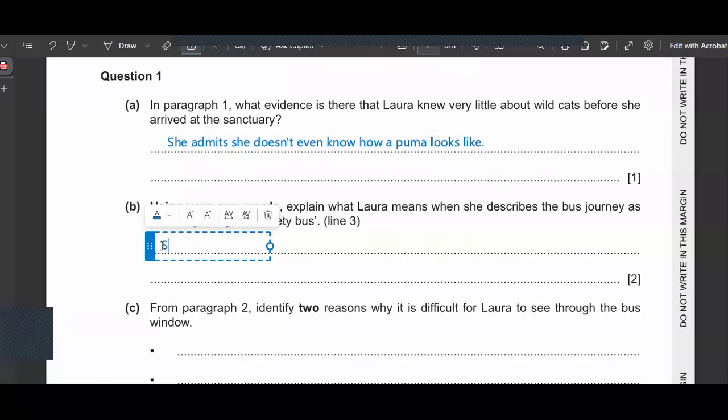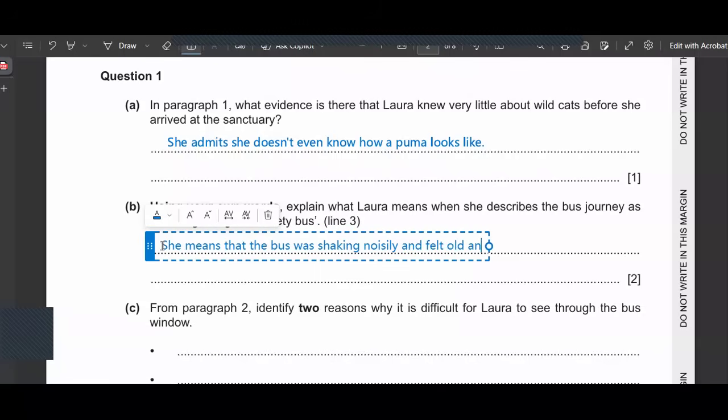So I can, or we can write an answer that she means that the bus was shaking noisily and felt old or unsafe.